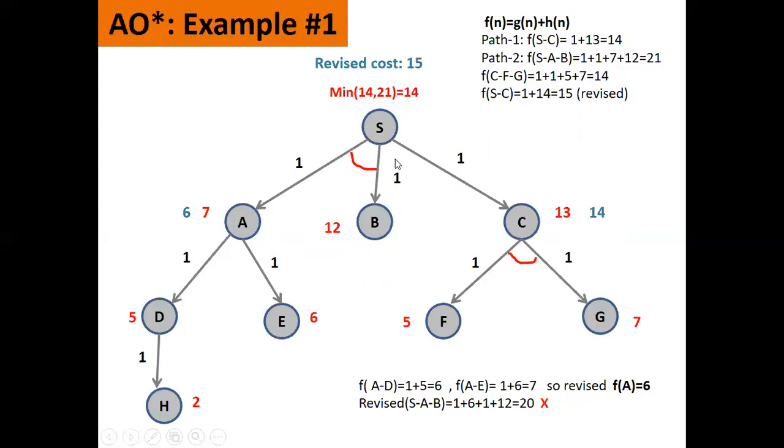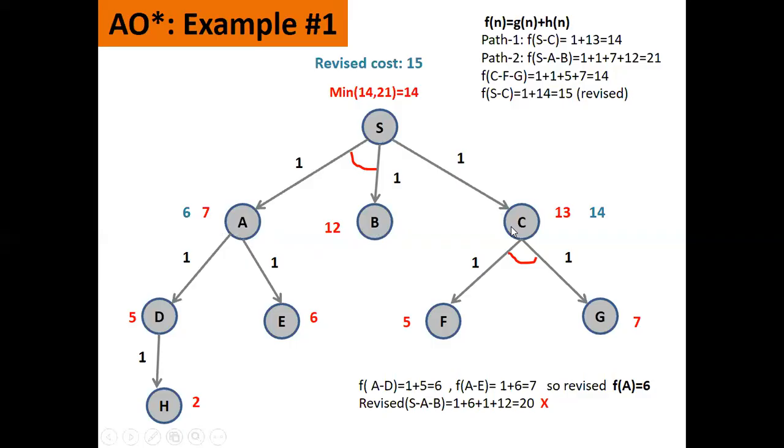If you can see, there are three arrows, but I'm saying there are two solution paths. One is from S to C, right? And another is from S to AB. These two should be counted together because there is an AND arc, right? So from S, I have two paths. One is SAB, another one is SC.